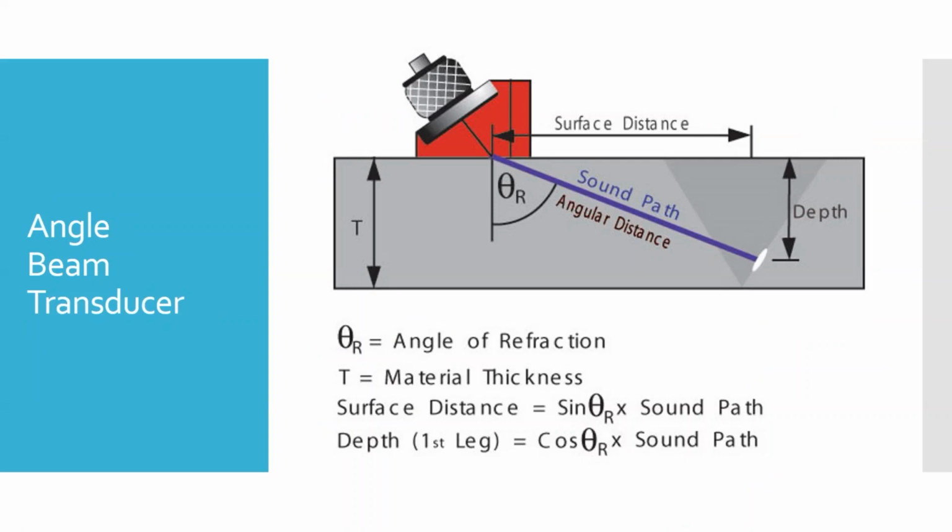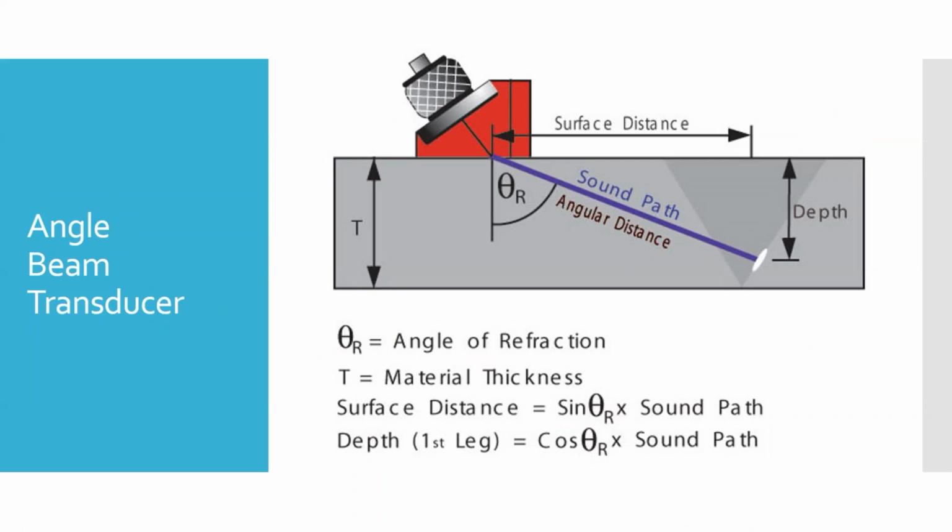The other thing you'll see is first leg. Sometimes you have to know, sound may not just take one leg. And what I mean by that is if we have a part that shows up good enough, and we put our probe here, it's going to send a sound beam like this.